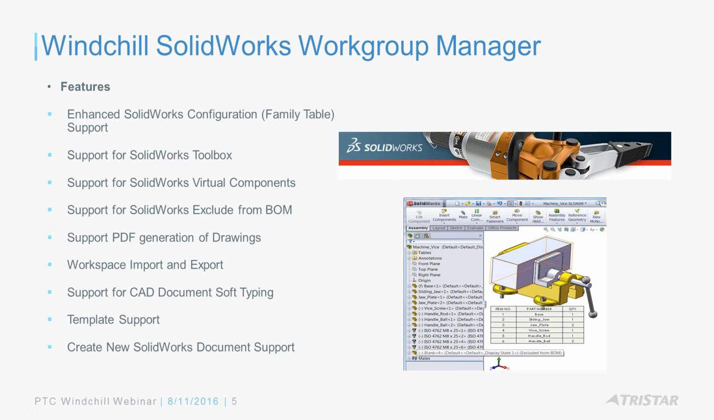That means if you're using toolbox components, whether it's the standard built-in ones that come with the install or your own that you've created, those will be Windchill aware, so they're versioned and iterated to make sure you're not duplicating parts in two different locations. Support for things like virtual components or exclude from BOM. So when you're building up a BOM in Windchill, it will understand that tag or flag that you put onto your parts inside SolidWorks.